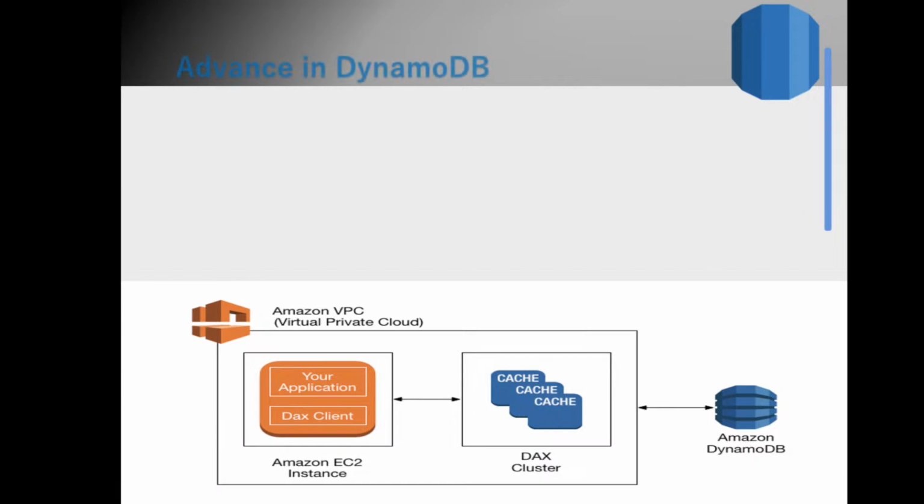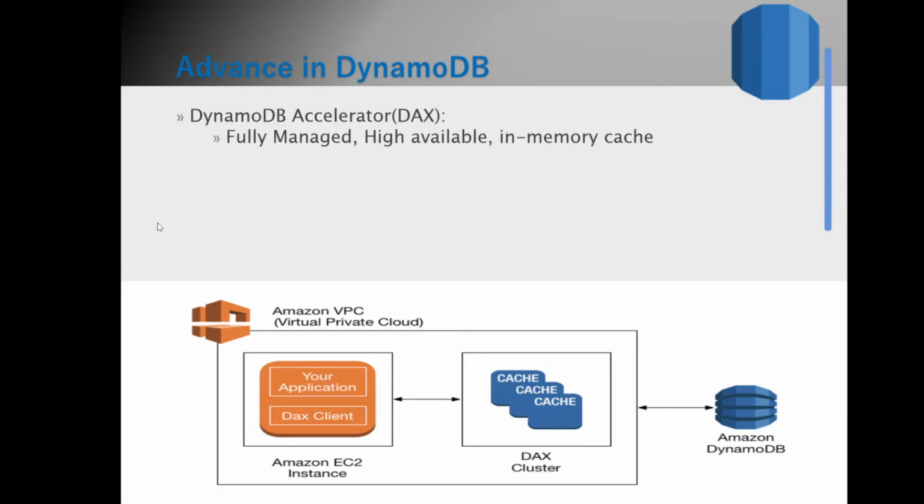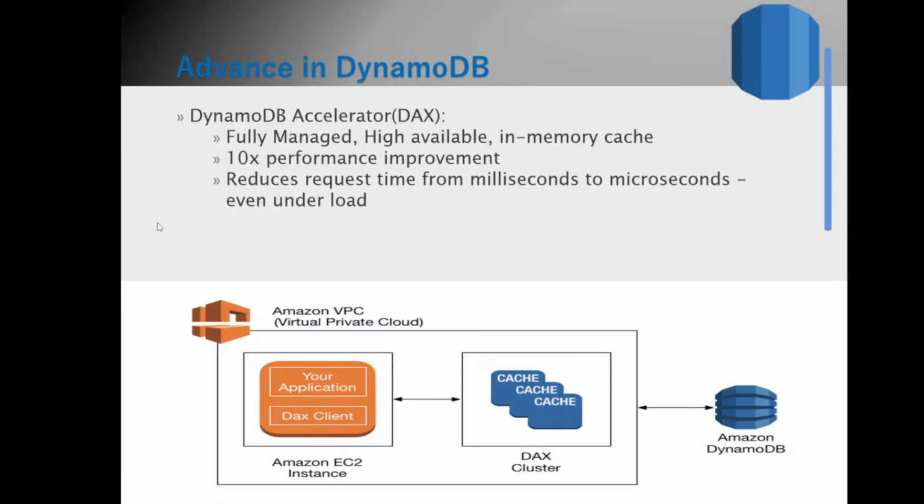Just like your RDS, just like your S3, we have introduced a cache to increase the performance of your database. In DynamoDB, we call it DynamoDB Accelerator. It creates a fully managed, highly available in-memory cache, increases performance 10 times, and reduces the request time from milliseconds to microseconds. No need to do any development or any major changes. Just go in the console and enable it with a couple of clicks.